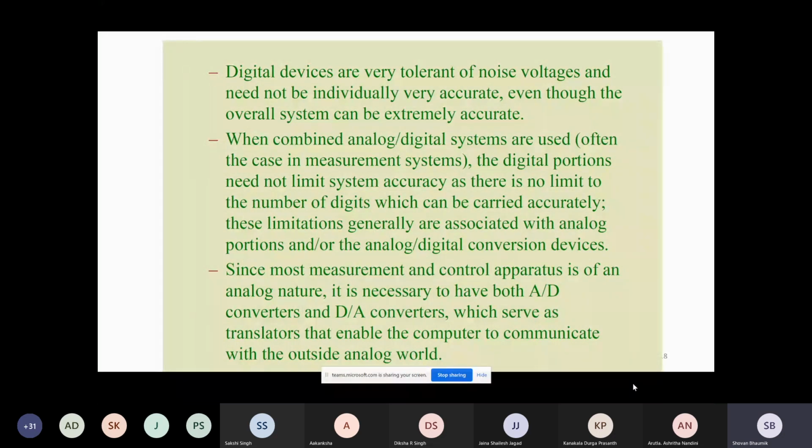Now another issue we need to consider: when we combine digital logic or analog systems or digital systems in a measurement system, we consider the system's limit of accuracy, that there is no limit to the number of digits which can be carried accurately. That means the number of digits which can be carried accurately.